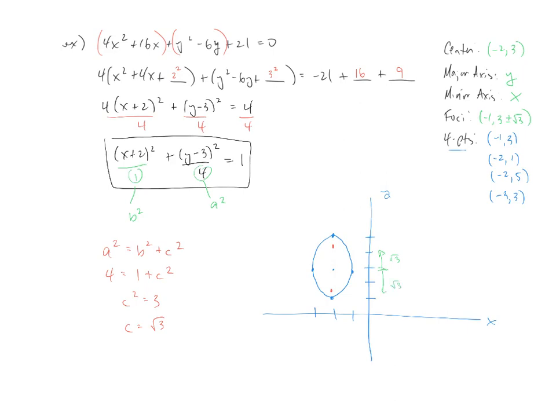for the y coordinates. So we have the equation of our ellipse, we have a graph, we have center, major, minor, foci, and 4 points identified, and I think that's all we need for this one.